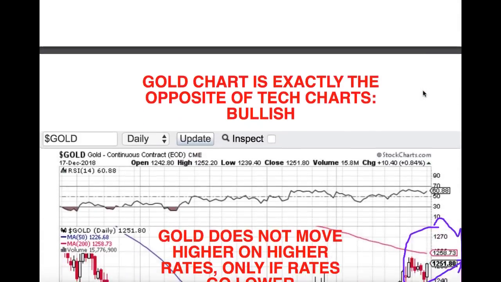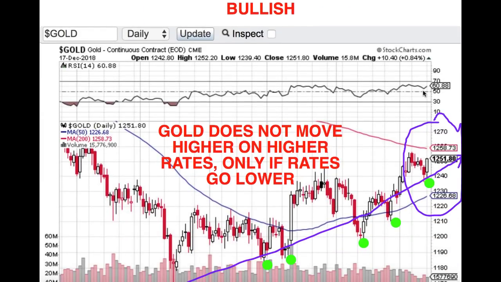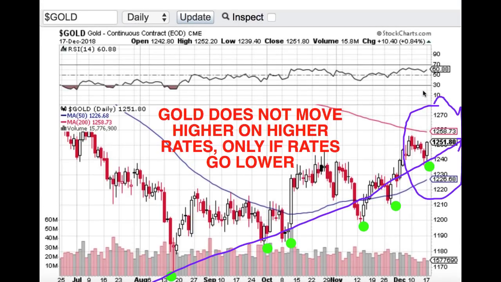Chart number 2. The gold chart is exactly the opposite of tech charts, meaning it's bullish. As you know, we've predicted very accurately that all the FANG stocks and the NASDAQ stocks would fall, and we made that call over the course of the entire summer when Amazon was hitting 2000, 2050 levels. A lot of technology stocks were at their all-time highs. We said, look, short them. And it sounded like a crazy call at the time. Probably not as crazy as the call we made on Bitcoin last December when it was at 18,000. We said that by this December it was going to hit 3,000.